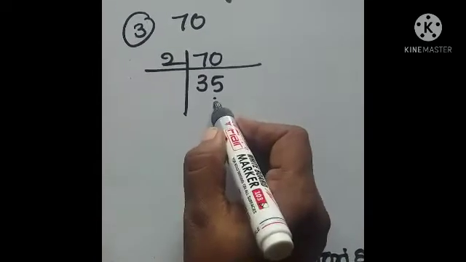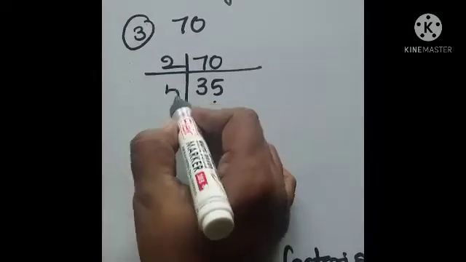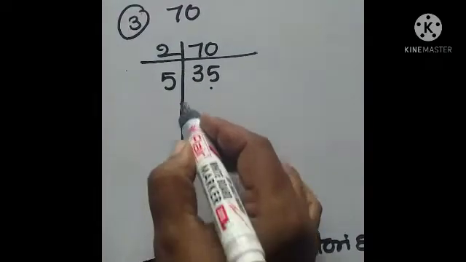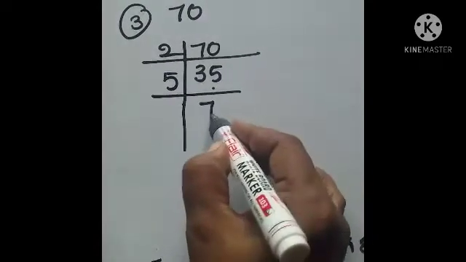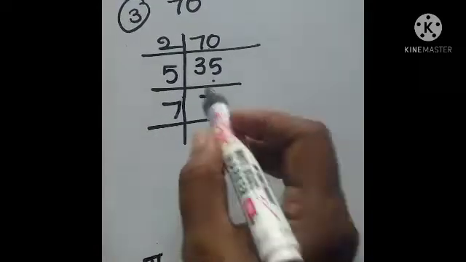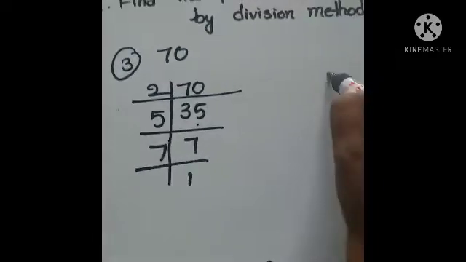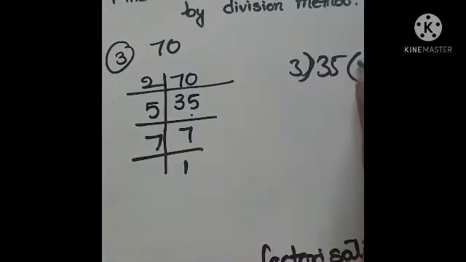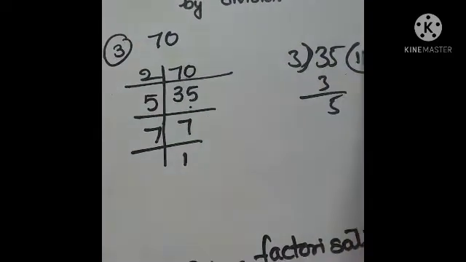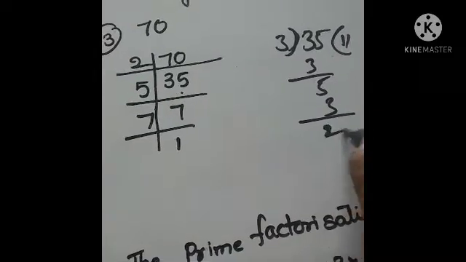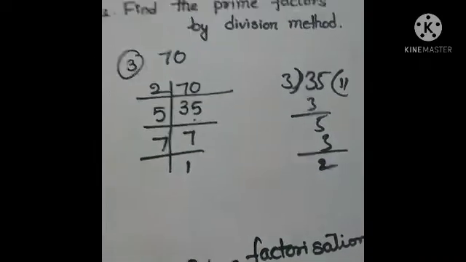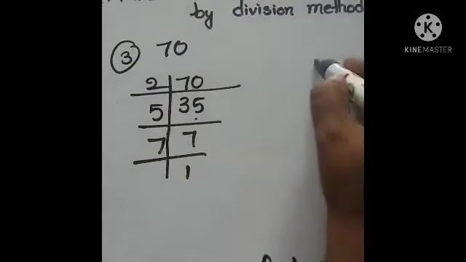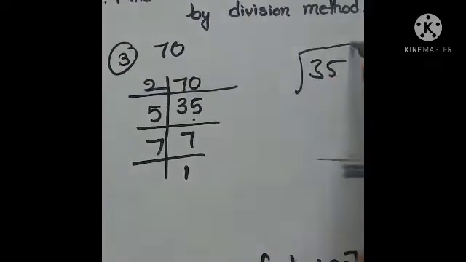So let us take the next number, 5. 5 sevens are 35, 7 ones are 7. Here, why don't you take 3? When we divide 35 by 3, we did not get remainder 0. 3 ones are 3, 5. Again 3 ones are 3, 2. We did not get remainder 0. That's why we have to take 5. When we take 5, we get remainder 0.